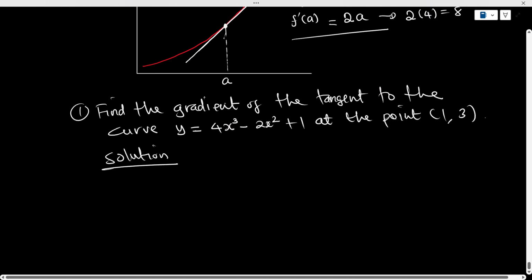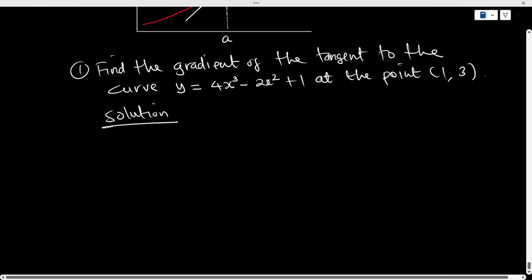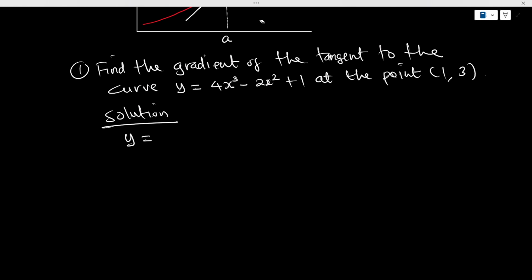So the first step, we're going to start by finding the derivative function or the gradient function of this curve. So we can write y equals 4x cubed minus 2x squared plus 1. So the derivative of this function, I hope you remember this, we have 3 different terms, so we have to find the derivative of each term. Let me write this for your own advantage if you don't remember this.